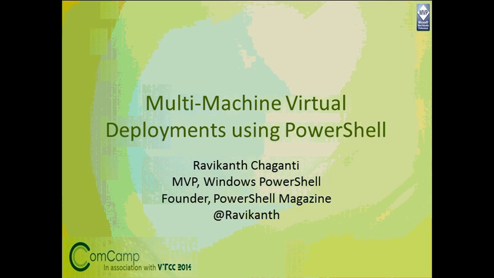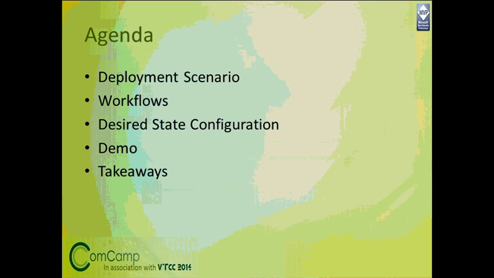So the way I've structured this session today is I have a sample deployment scenario. Let me first talk through that. Once you understand the sample deployment scenario, what I'll show you is different approaches that can be used to solve the problem at hand. And then I'll take you through one of the approaches, which is using PowerShell workflows, in my demo. And then we'll talk about how exactly we should be approaching a problem like multi-machine deployment automation using PowerShell or any other scripting language for that matter.